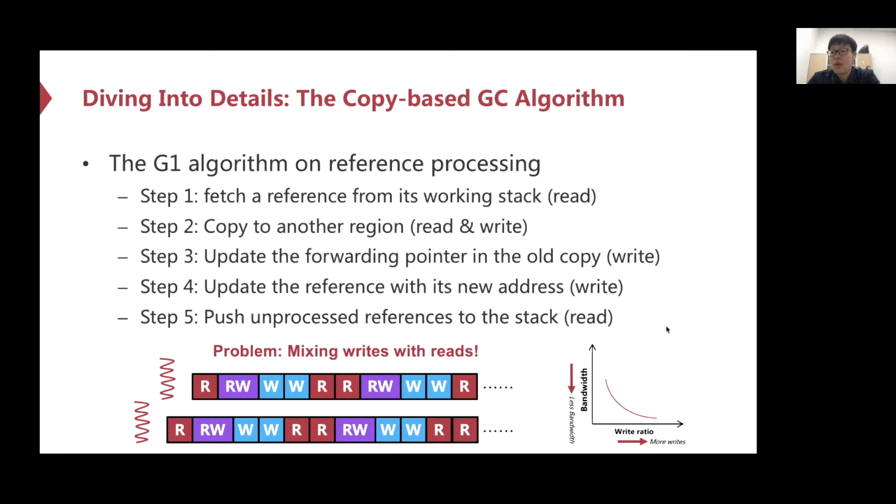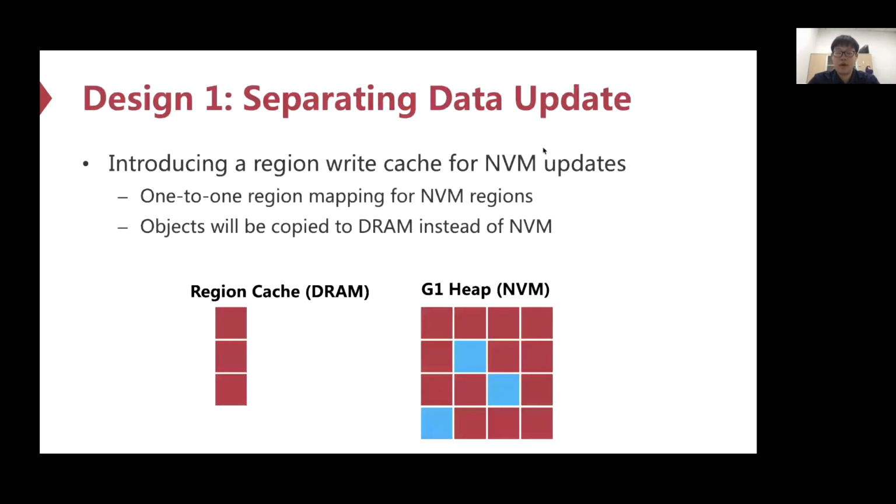So we propose designs to separate read operations and write operations, and thus improve the bandwidth during GC. The first design separates the data update. We introduce a region write cache for NVM update. It maintains a one-to-one region mapping for NVM regions on DRAM. When an object needs to be copied, it will be copied to DRAM in the region cache instead of NVM.